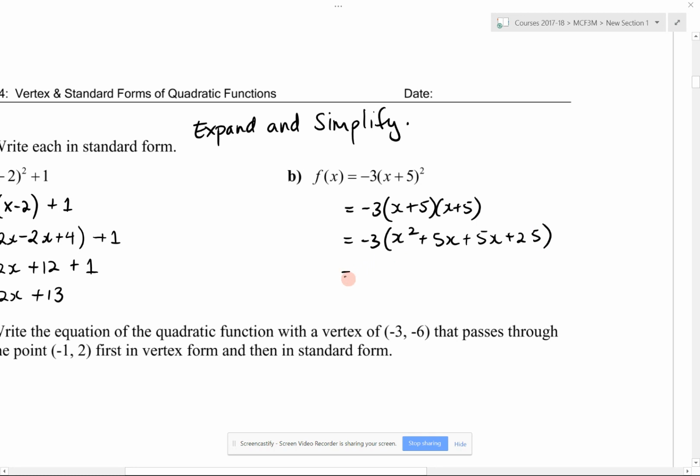Then we distribute the -3 with all of our terms, so we have -3x squared, and 5x and 5x can be combined together to give you 10x. When I multiply that with -3, I get minus 30x, and then 25 times -3 is minus 75. And there you have, again, your equation in standard form.